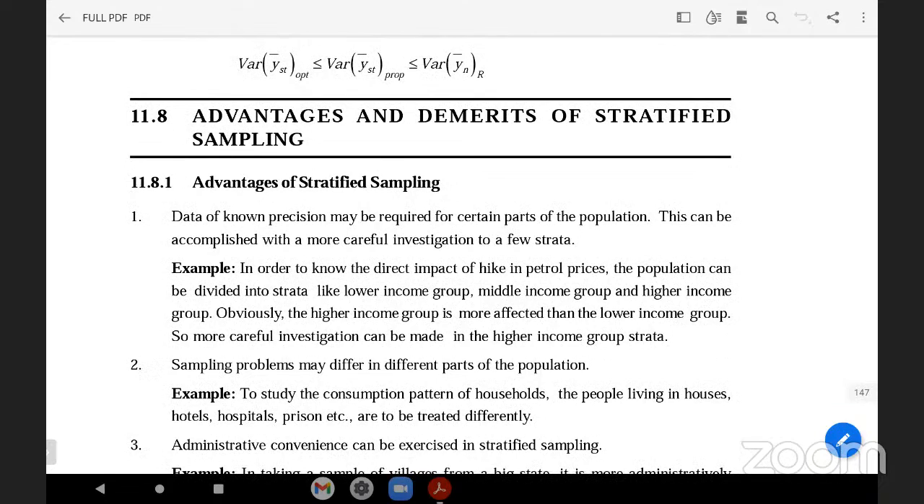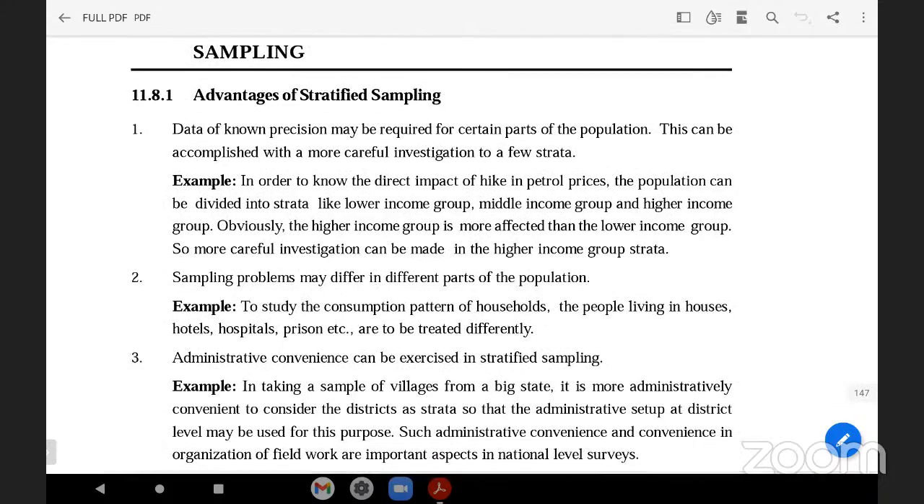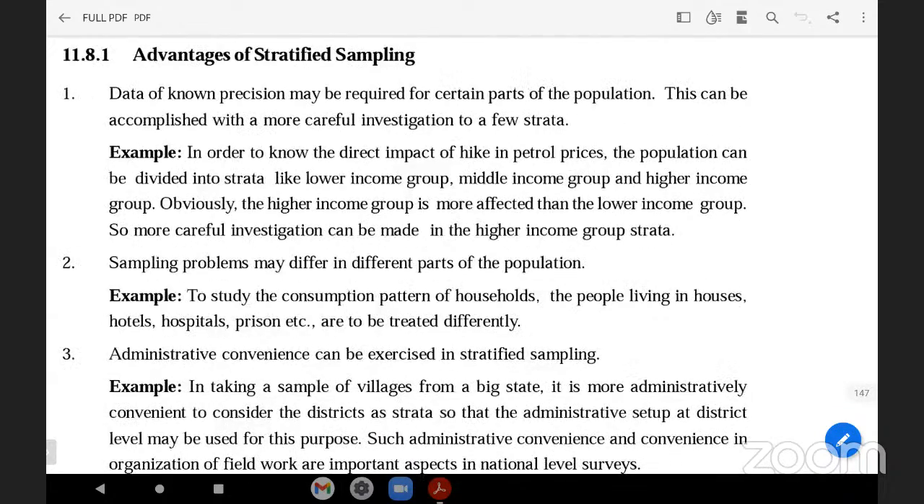Advantages and demerits of stratified sampling. Here, the direct impact and how it will be on prices, and the indirect effect, how it will be there. There is a direct impact, like a hike in petrol.